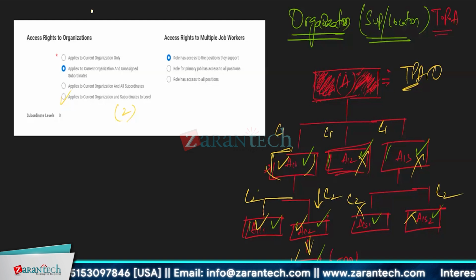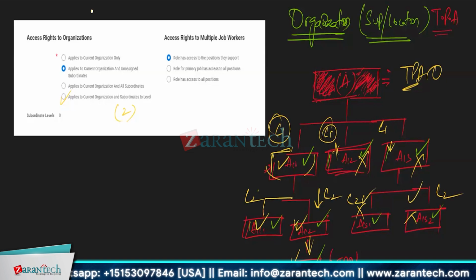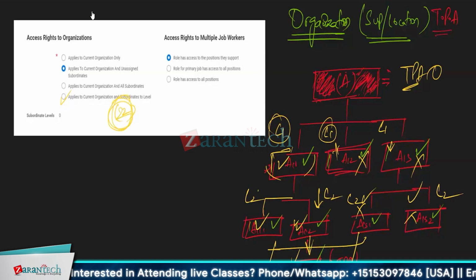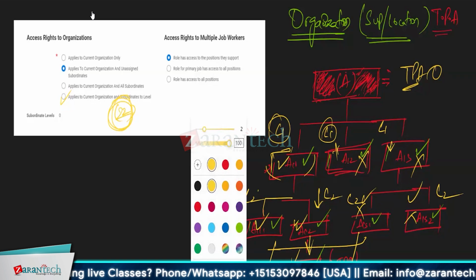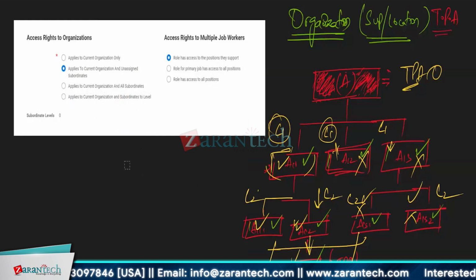So he will be assigned as a TPA for these organizations: A11, A12, A13, A111, A1112, A112, A131, A132. He will not be assigned to level 3 because we are restricting it to level 2 only. So these are the different options available as part of access rights, and these are the different types of access rights we can create.